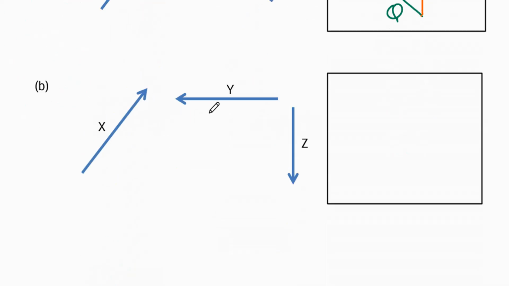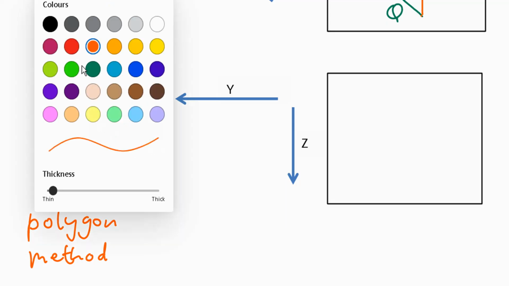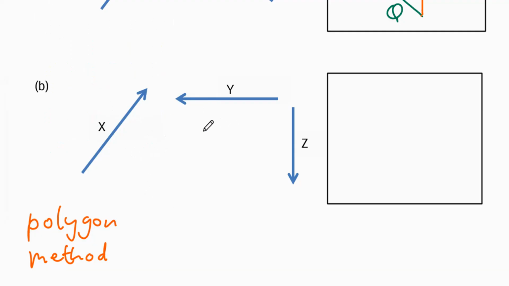So here we have three vectors. Now, when we want to find the resultant of three or more vectors, we can always use the polygon method. So the polygon method works in the same way as the triangle method. We draw all these vectors head to tail, starting with any one of them. So let's start with Z.